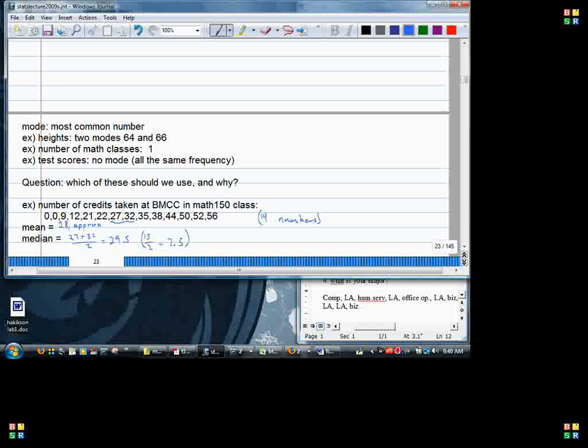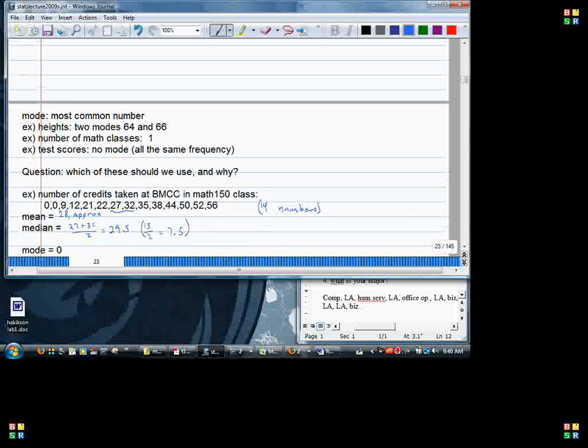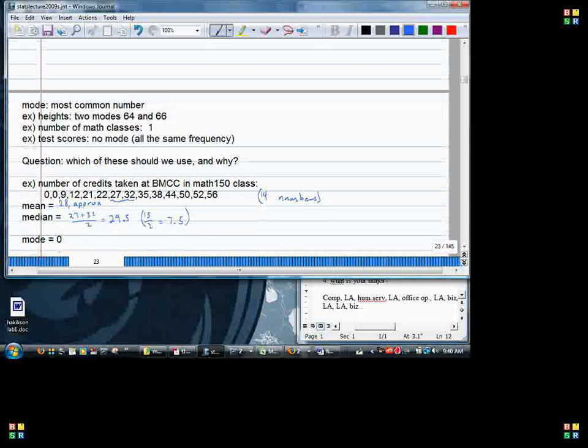What's the mode? The mode is 0. Is that a reasonable estimation of this data? No. Right. This is one demonstration of why the mode is the least used of these.